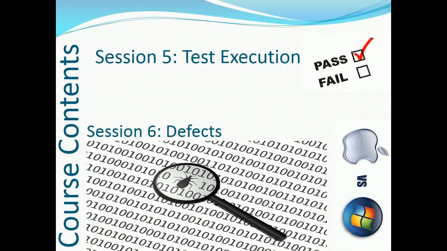Session 6 will focus on the many kinds of defects, their statuses and life cycle. We will talk about severity versus priority and defect tracking and reporting, the root cause analysis and ways to prevent defects with change control. A quiz will be held at the end of this session.